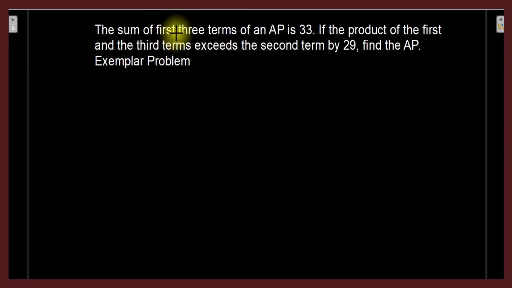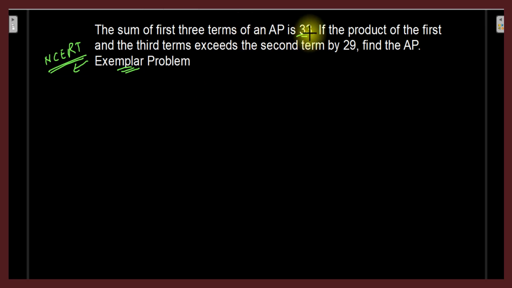Now the next question is: the sum of the first 3 terms of an AP is 33. If the product of the first and the third terms exceeds the second term by 29, find the AP. This is a question from the Exemplar Problems book, published by NCERT for students to have more practice other than the textbook. You can purchase this book and solve all the questions from it, which are very important as far as your examination is concerned.